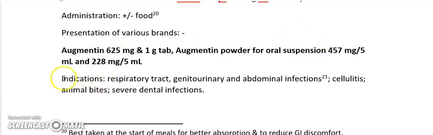So indications for giving amoxiclav include respiratory tract infections, genitourinary and also abdominal infections, cellulitis, so animal bites, and also severe dental infections.